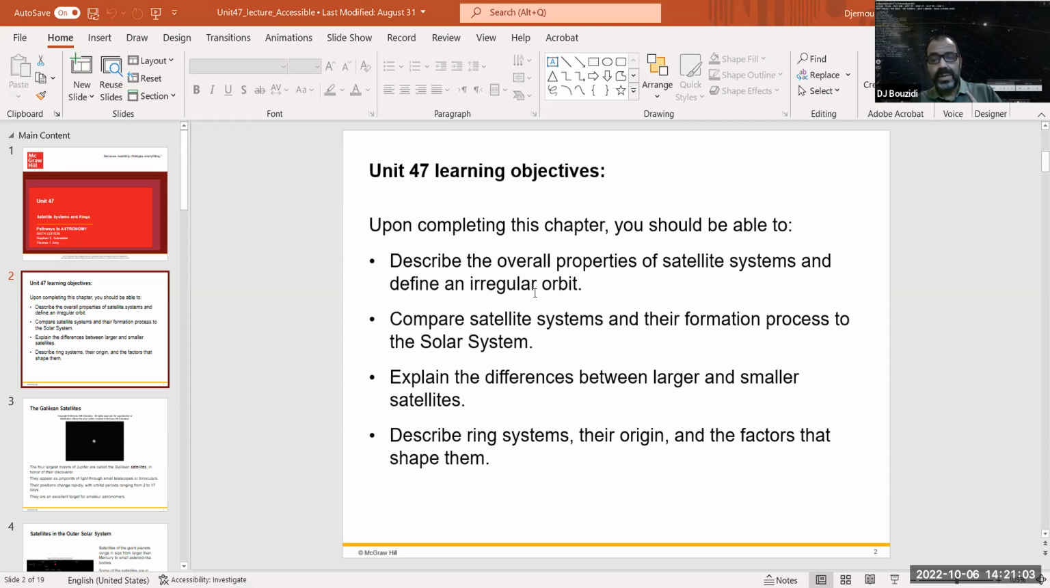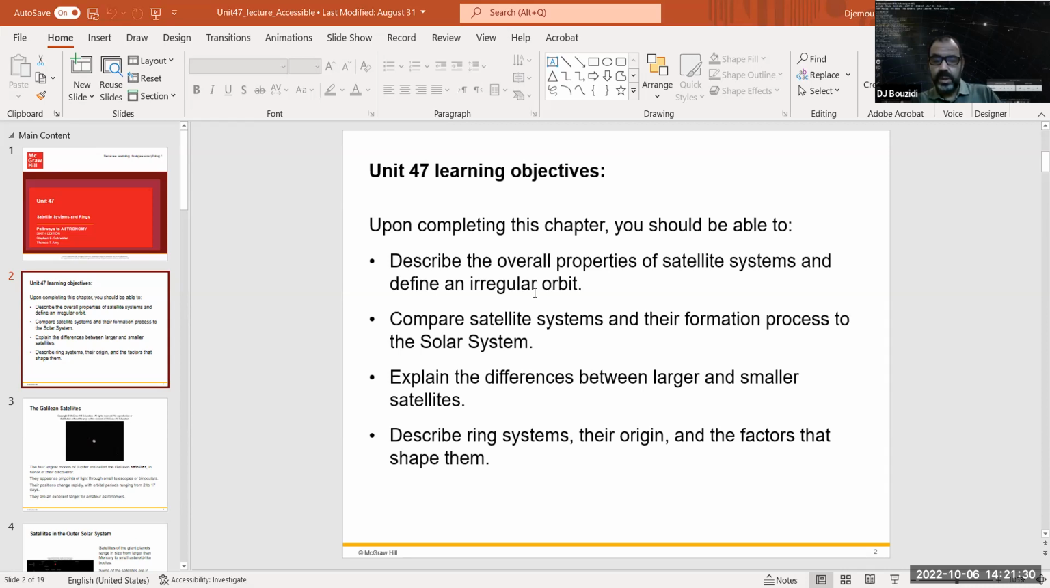Which then begs the question, wait a minute, there is something that needs to be mentioned about that. Once it's irregular, where did it come from? Where is this irregularity coming from? What does it tell us about that moon and where it came from? Then compare satellite systems and their formation processes to the solar system. Again, I just mentioned how they're connected: once they're irregular, we have to come up with how they came to be.